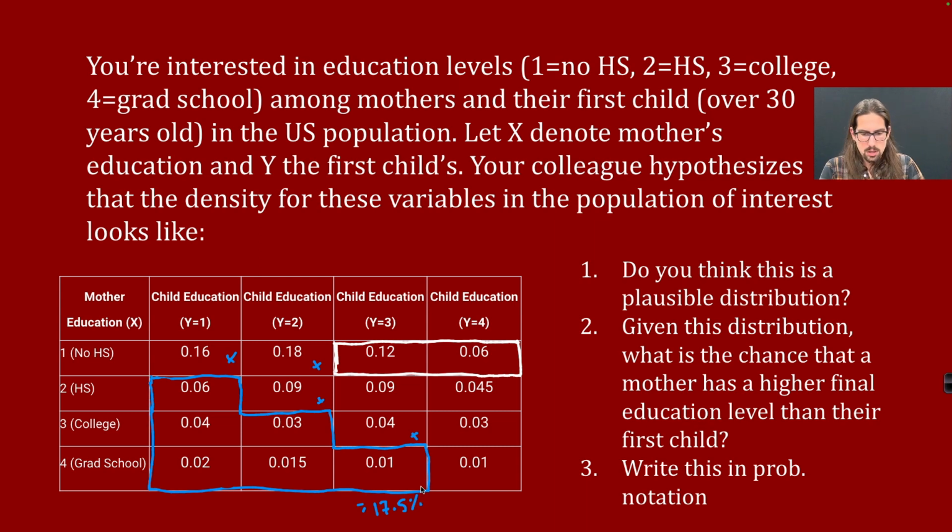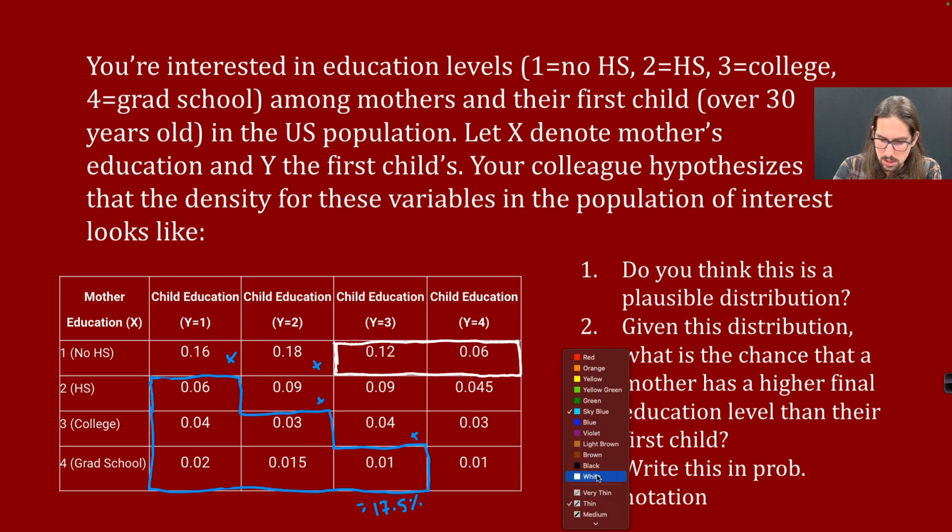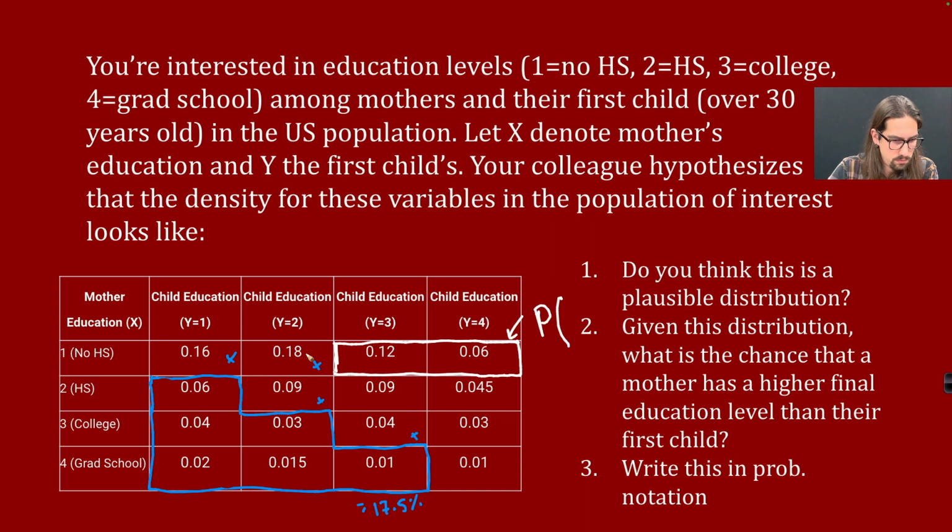And then the next question, lastly, is write this in probability notation. So again, let's go back to the kind of thing that we were doing in the lecture portion. So this thing here, if we added up those numbers, that would be the probability that, what do we have? X equals 1 and Y is greater than or equal to 3, right? I'm sorry, that's kind of ugly there, but let's write it up here.